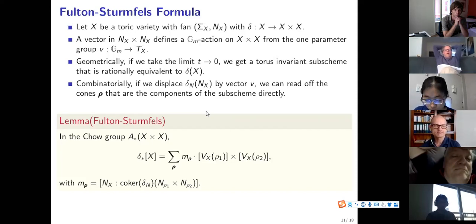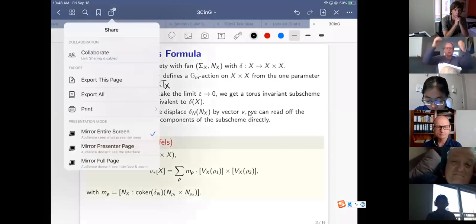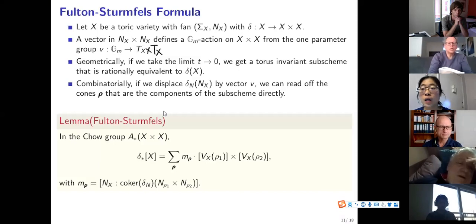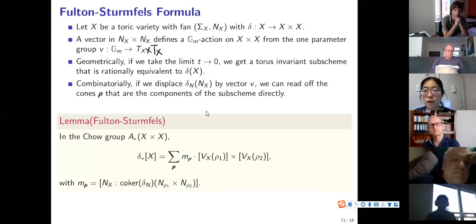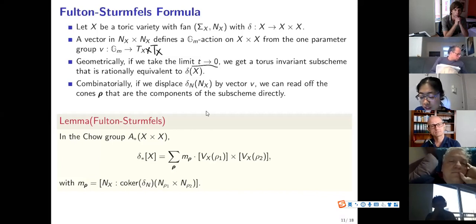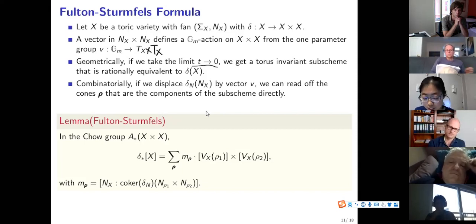Okay. So geometrically, if we take the limit t goes to 0 by this G_m action, after we push it along the limit, we'll get a torus invariant subscheme that is rationally equivalent to the image of the diagonal map.